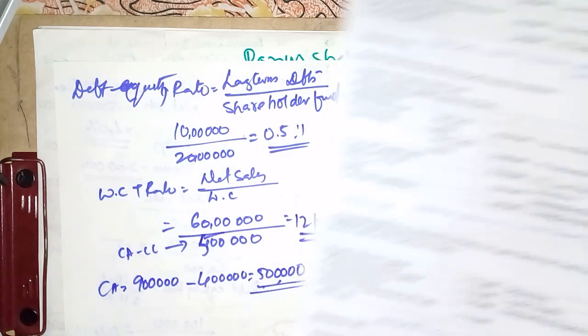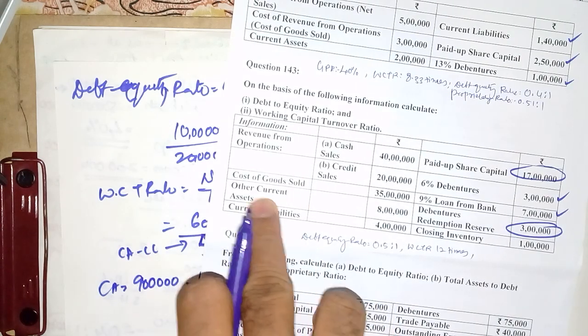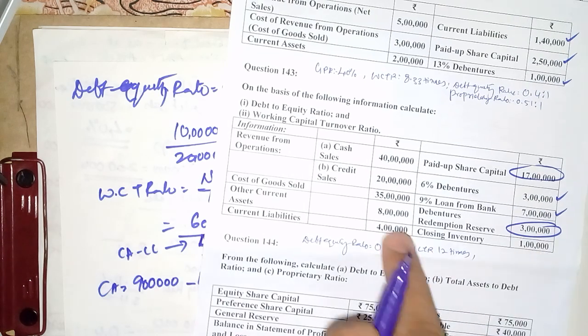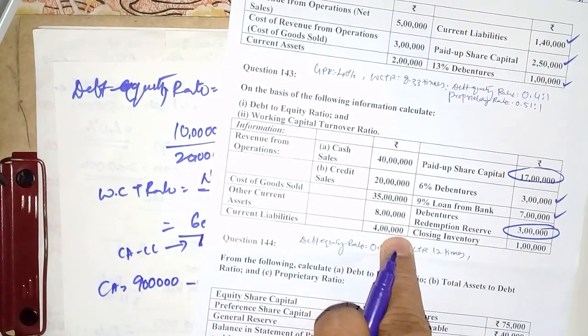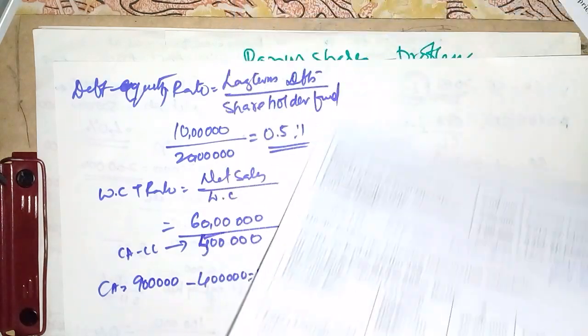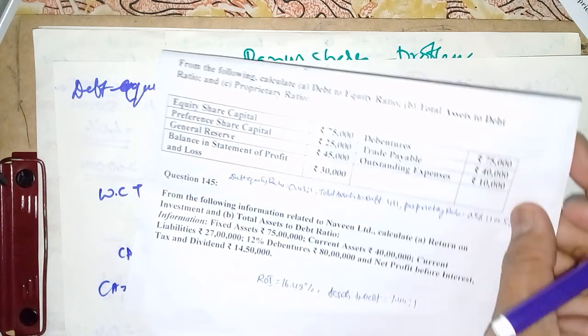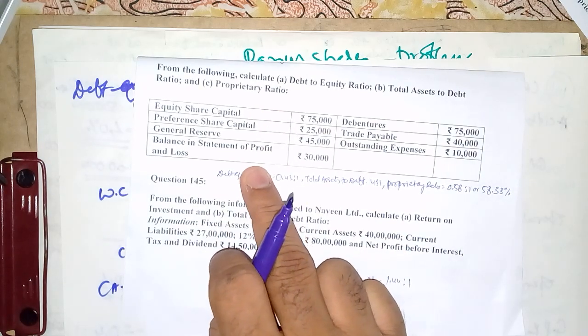Answer is right. So this is other current assets. We must be very careful with the information. These are other current assets. Then closing inventory even will be a part of current assets. Therefore, total 8 plus 1, 9 lakhs minus 4 lakhs will get working capital. Right. So next question. Very quickly we'll proceed. We need to conclude this.